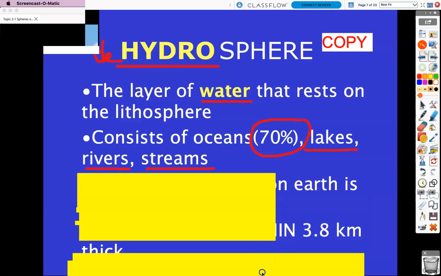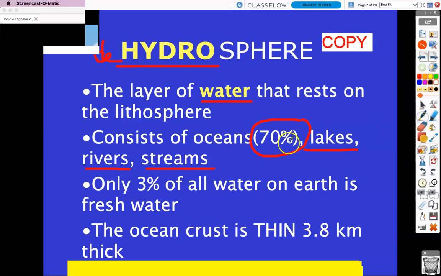Of all the water on Earth, about 97% of it is salt water. Only 3%, and this is where the problem comes in. People say, well, Mr. Rocco, we have so much water on Earth. Why do I have to worry about shutting off the water when I brush my teeth or conserving water? That's because only 3% is fresh. 97% is salt.